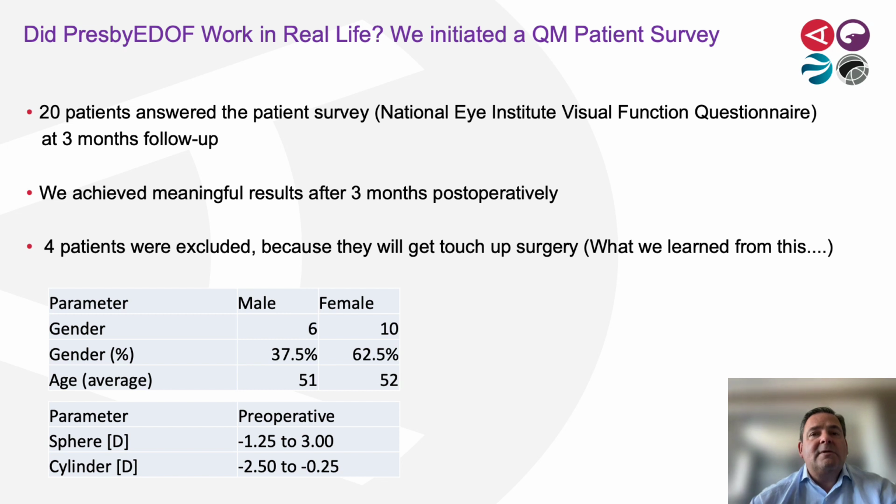So when we use anything for the first time, we initiate a quality management patient survey. We took the official one of the National Eye Institute, and we achieved our results after 3 months, because you need the time for neuroadaptation. 4 patients were excluded because they will get touch-up surgery, so we have to respect that, and it doesn't make sense to include them here, but we learned from them again.